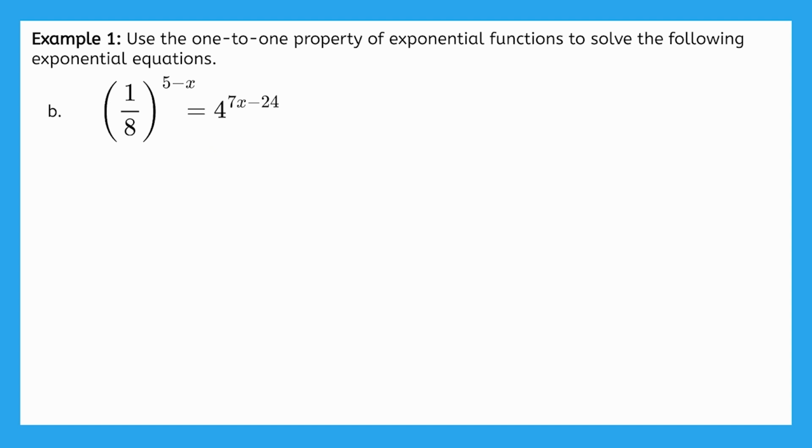Let's try one that looks a bit more complex. 1/8 to the 5 minus x equals 4 to the 7x minus 24. 1/8 is not a very recognizable power of 4, and let's not even try writing 4 as a power of 1/8. What do you think we can do here to make the bases the same? Instead of trying to write the 1/8 as a power of 4, or vice versa, why don't we rewrite both numbers as powers of a smaller, simpler base? Pause the video and try to use that idea to solve this equation yourself.